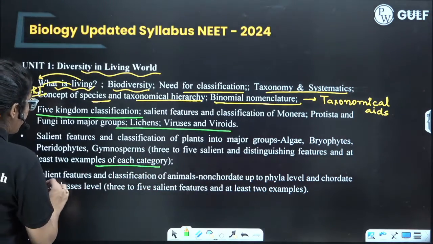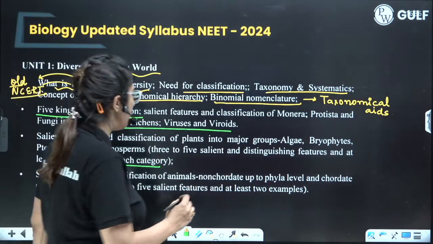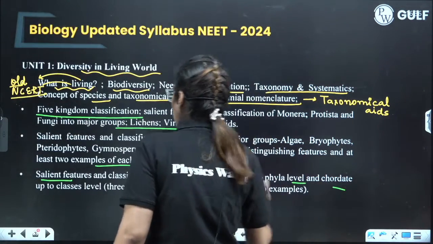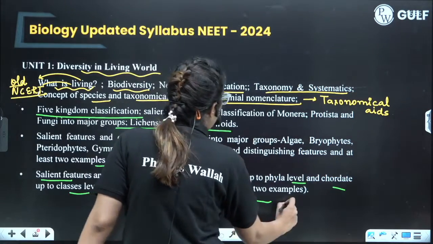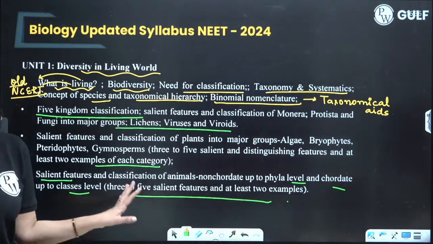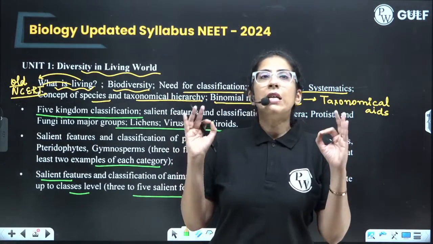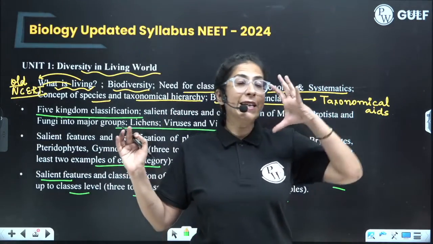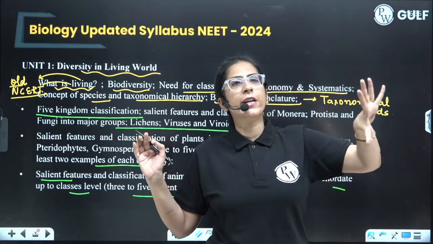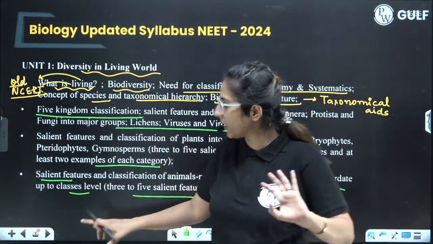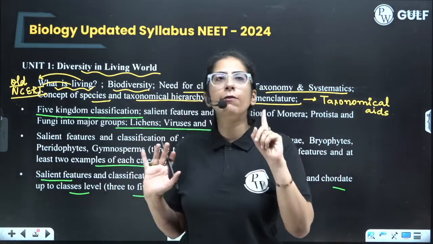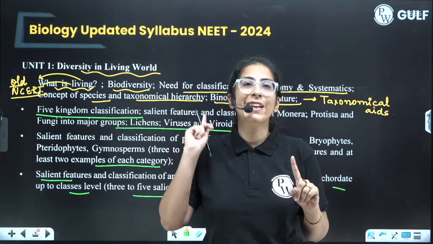Now, salient features and classification of animals: non-chordates up to phylum level, chordates up to classes, so everything. In the animal kingdom, nothing has been deleted. From the plant kingdom, please remember, angiosperms have been deleted, but the detailed chapter of angiosperms is already there in class 12th. So don't worry, we have to do everything. Till now only one topic is deleted, which is the taxonomical aids.